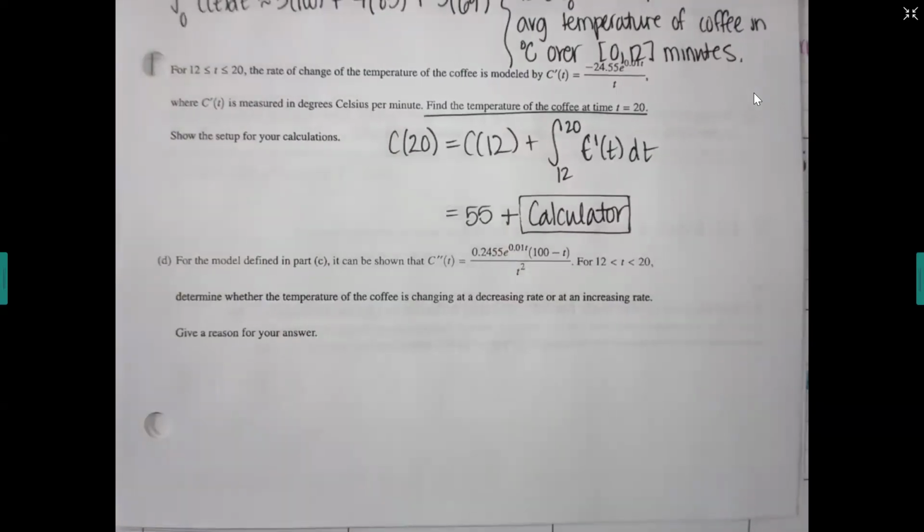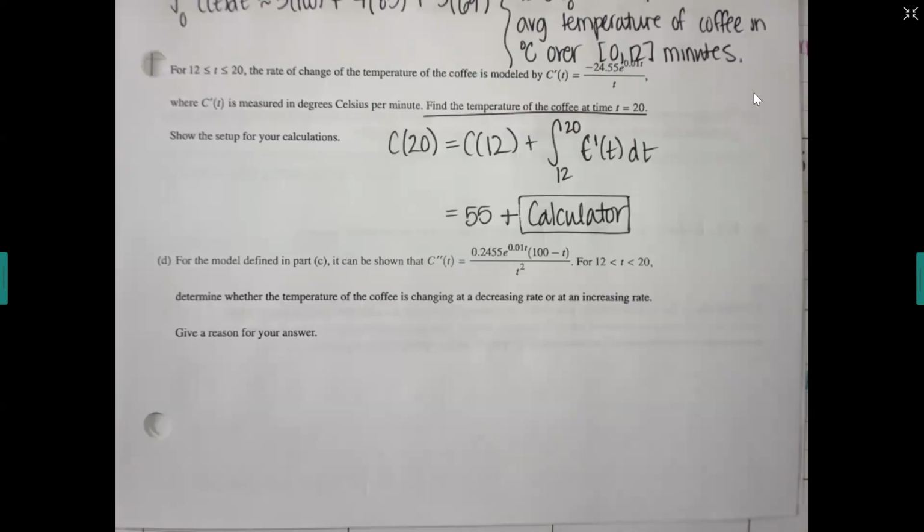All right. Last part of this question, they give you a C double prime. Of course, it's going to be a total pain to type into the calculator. But then it says determine whether the temperature of the coffee is changing at a decreasing rate or an increasing rate. First question, when you take your coffee out of what you brewed it in, what's happening to the temperature? It's getting colder. We already know the temperature is decreasing. The question is, is it decreasing at a decreasing rate or an increasing rate?